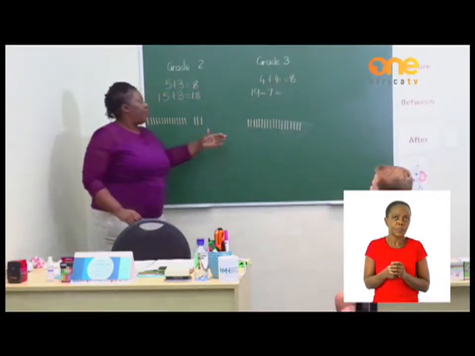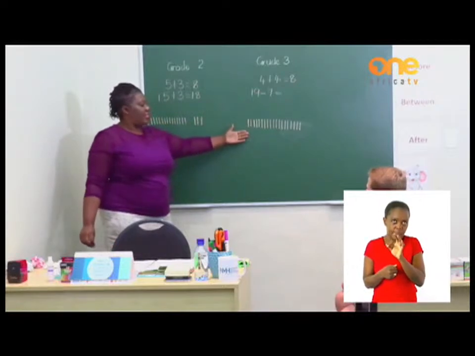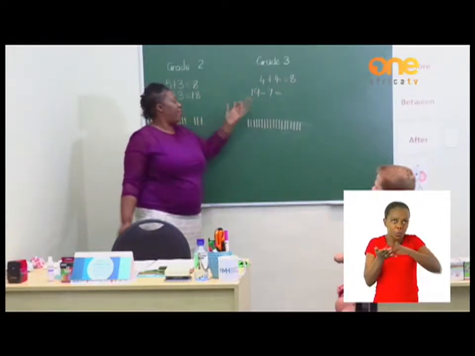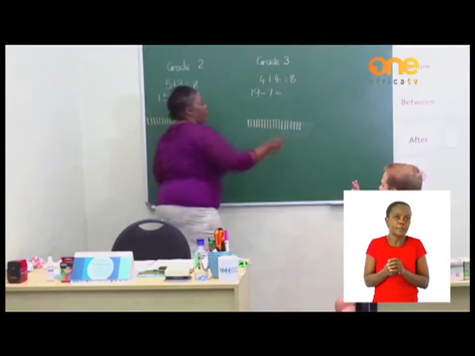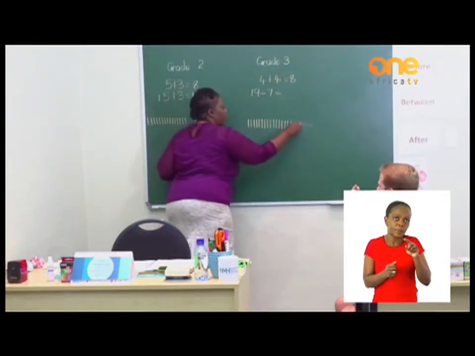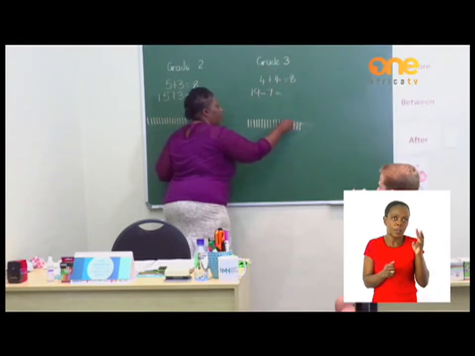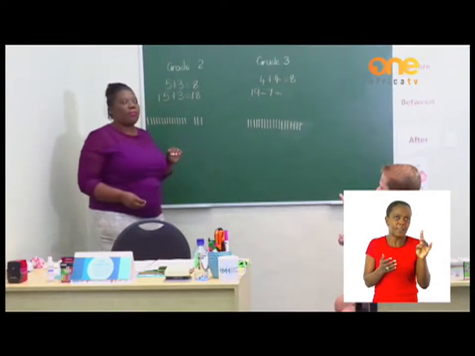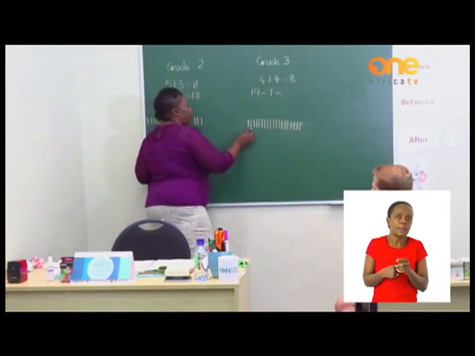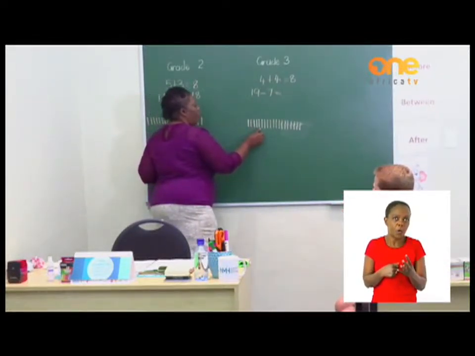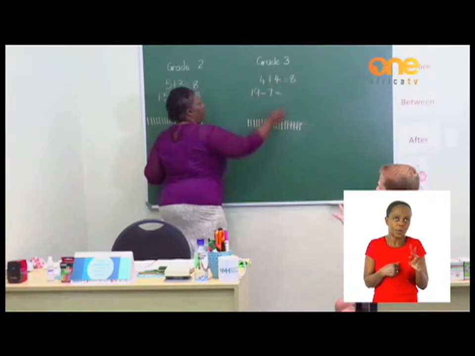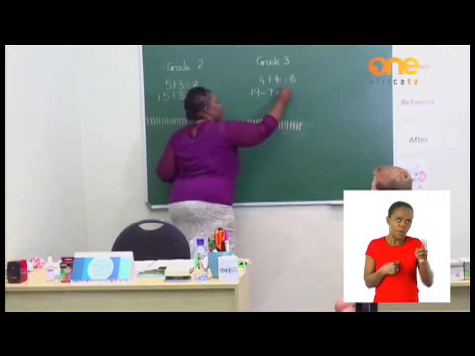For the next one, I've put 19 sticks here to help us. And then we're going to remove how many? 7. Let us remove them together. 1, 2, 3, 4, 5, 6, 7. Let's see how many we have left. 1, 2, 3, 4, 5, 6, 7, 8, 9, 10, 11, 12. Our answer is 12.